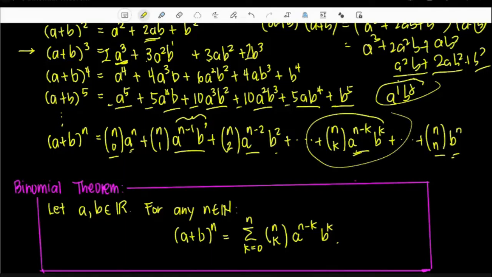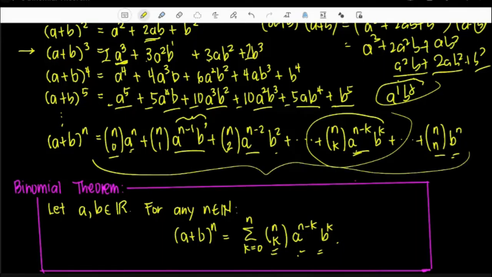Yan. So, for every k starts from 0. So, n taken 0, a to the n, b to the 0. Yung sunod, n taken 1, a to the n minus 1, b to the 1. Yung susunod, n taken 2, a to the n minus 2, b to the 2. So, this gives us a more compact notation to write this whole formula. So, this whole formula here is equal to the summation k starts from 0 to n of n taken k, a to the n minus k, b to the k.